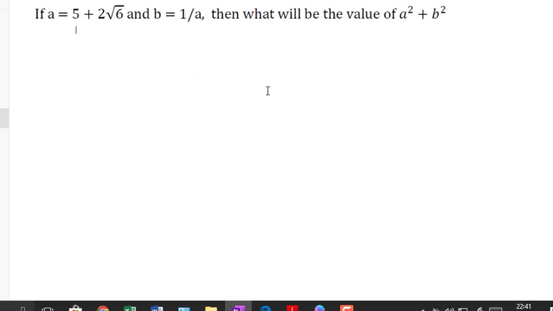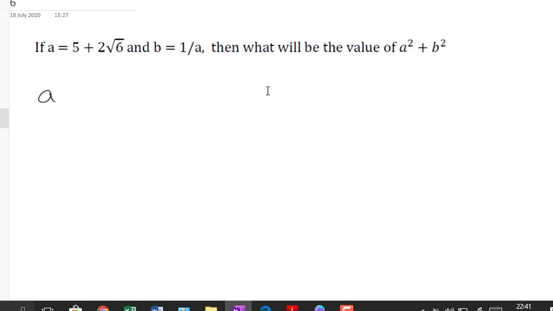Now let us solve this final question. A is given 5 plus 2 root 6 and B is given 1 upon A. We have to find the value of A square plus B square. Now I know A is 5 plus 2 root 6, so let us first find the value of B.